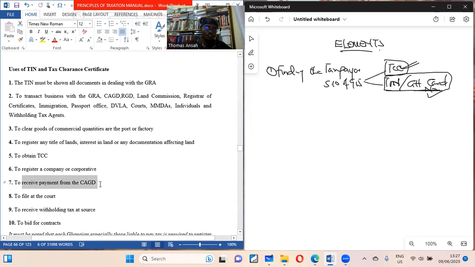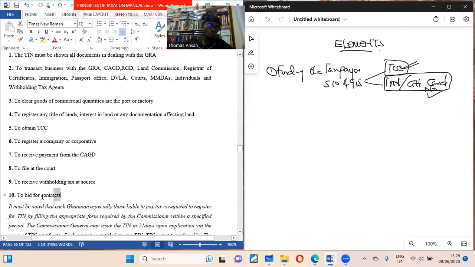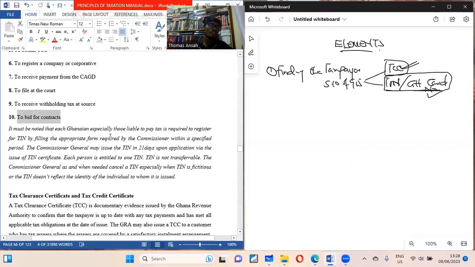To even win a contract, to bid a contract, you need it, and all those things. Now, how do you get this one? So you pick up a form at any of the tax service centers, and you fill the form, all right? And when you fill the form, the law says that after filling the appropriate requirement, the Commissioner General shall, within a specified period, issue you a TIN in 21 days, all right? So when you apply, within 3 weeks, you should have your TIN.